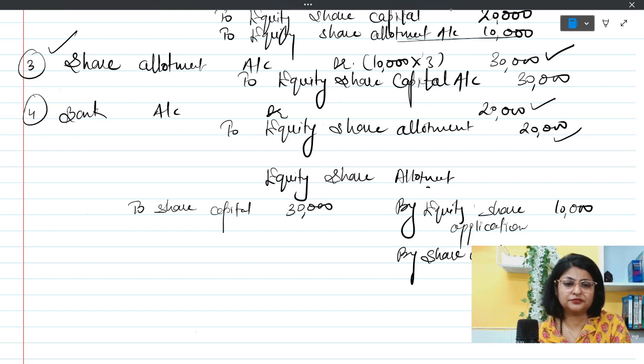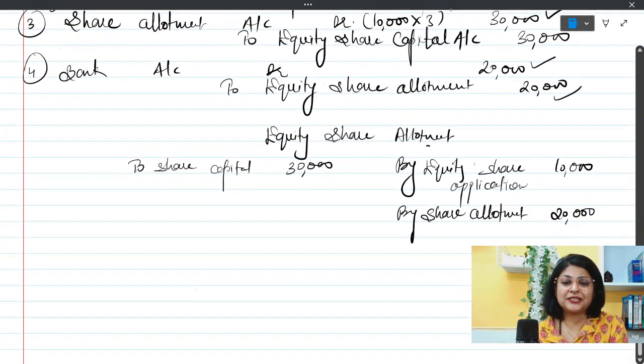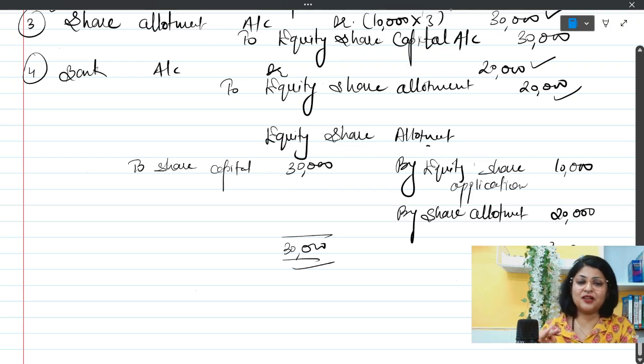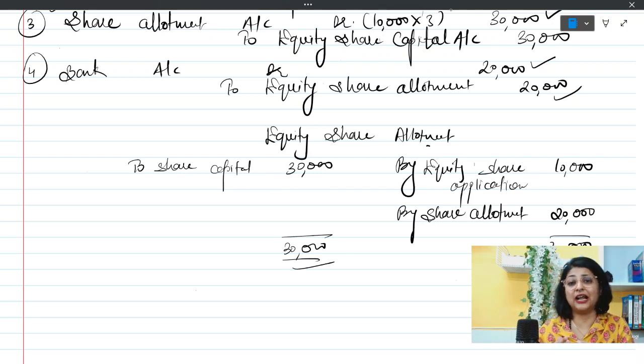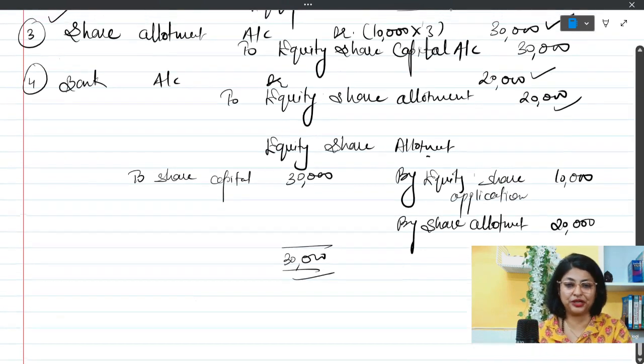20,000. Okay, now you can see the account is tallying, the account is closed, no balance is left. Because in the second entry we had credited equity share allotment account, so automatically equity share allotment was credited with 10,000 earlier and 20,000 here, and the account is being closed. So this is how the allotment account is going to be closed, and this is how we deal with pro rata allotment. Let's see once again how to deal with pro rata allotment.